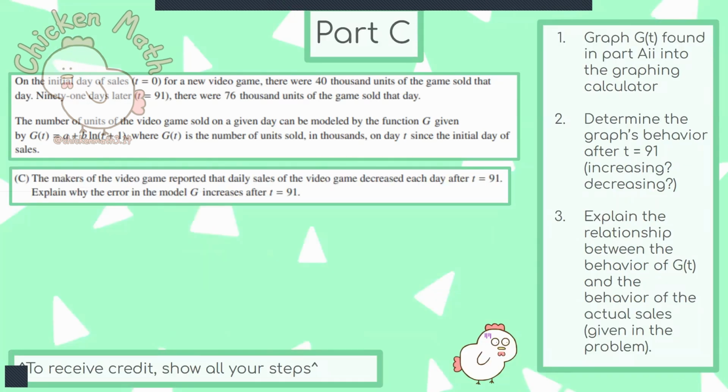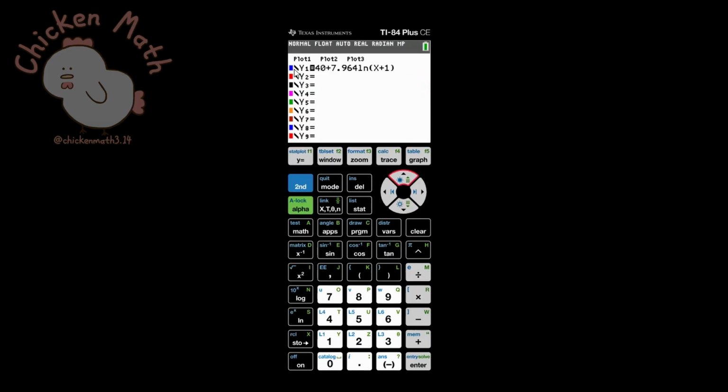So lastly, we have part C, and it says the makers of the video game reported that daily sales of the video game decreased each day after t equals 91. Explain why the error in the model G increases after t equals 91. When we're talking about the error in the model, we're talking about the difference between what our G of t equation is predicting in terms of sales versus what's actually happening. If we recall our G of t equation that we found in part A1, that is going to be our y1 that we found earlier.